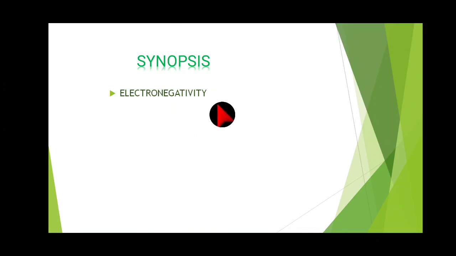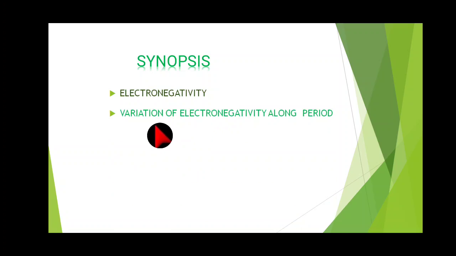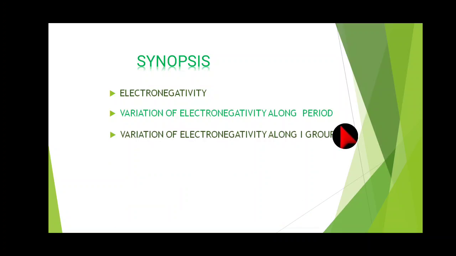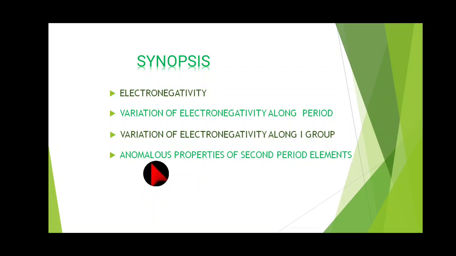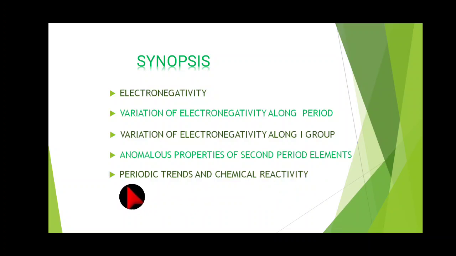First one, electronegativity. Second one, variation of electronegativity along period. Third one, variation of electronegativity along first group. Fourth one, anomalous properties of second period elements. Then last one, periodic trends and chemical reactivity.